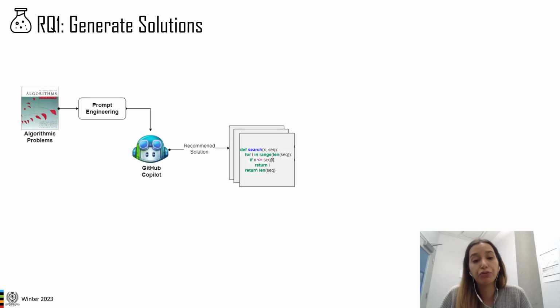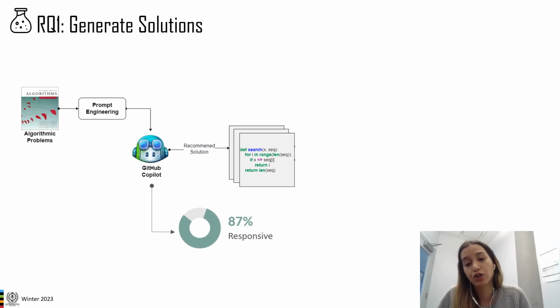Then we fed these problem descriptions to Copilot, and Copilot generated code for us for those problems. And Copilot was responsive 87% of the time to the problem descriptions that we generated.